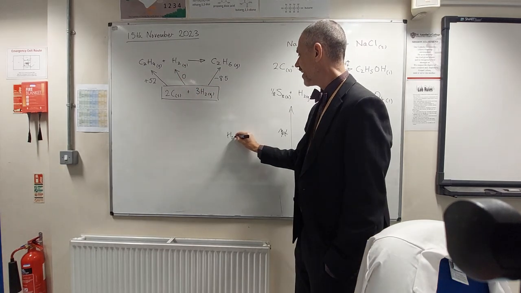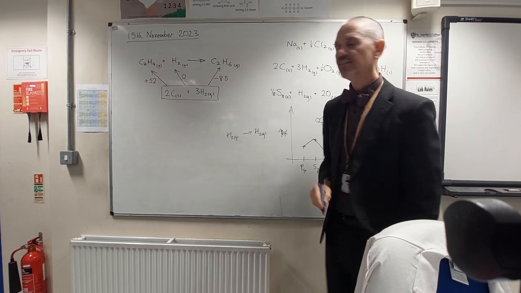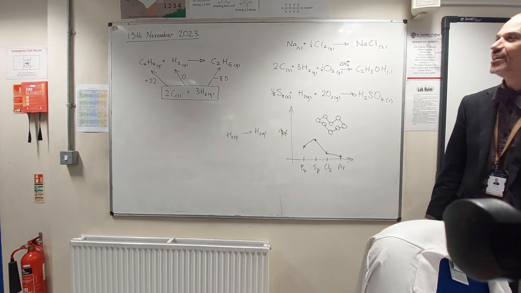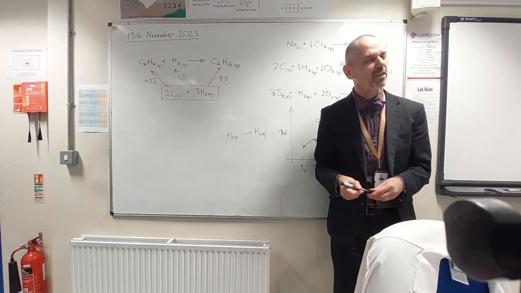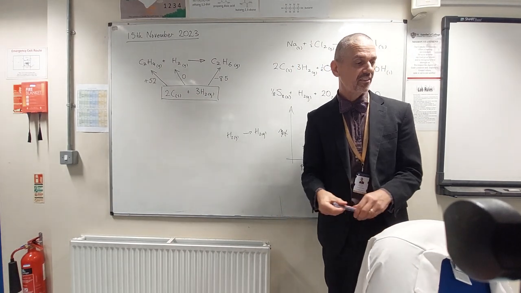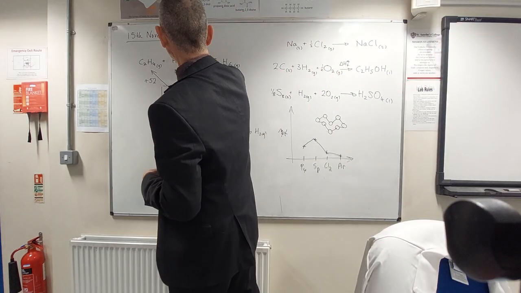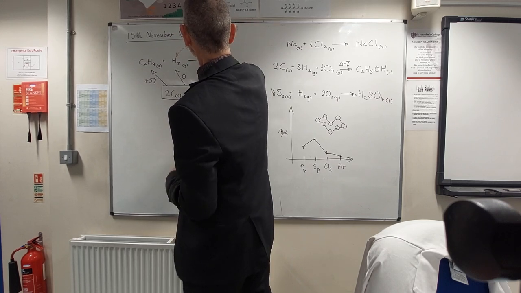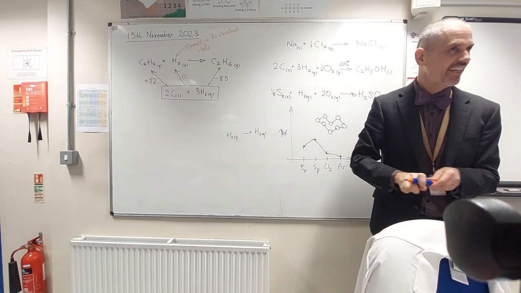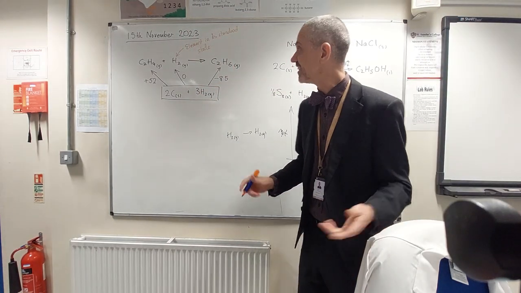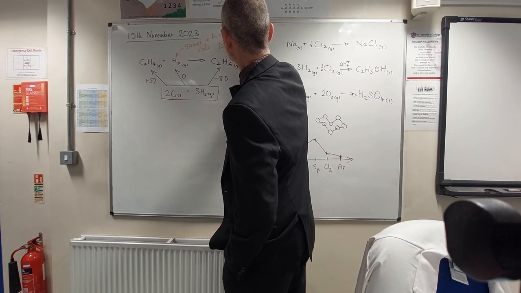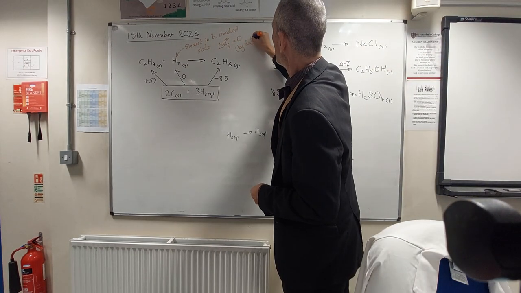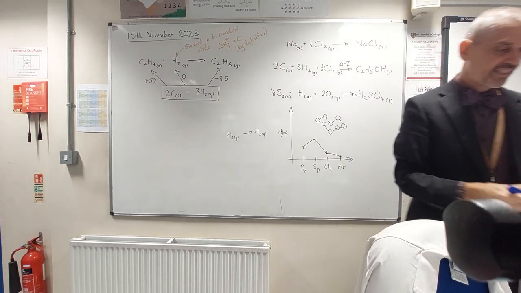If I wrote an equation, H2 gas goes to H2 gas, well, the enthalpy change for that reaction is zero because I haven't done anything. I've just got a balloon of gas. So enthalpy change of formation for elements in their standard states will always be zero. I'm just going to make a note of that. It's an element in its standard state. You don't have to have an element in its standard state, could you? I could use liquid hydrogen if I wanted. But if it's an element in its standard state, delta HF is zero, by definition.